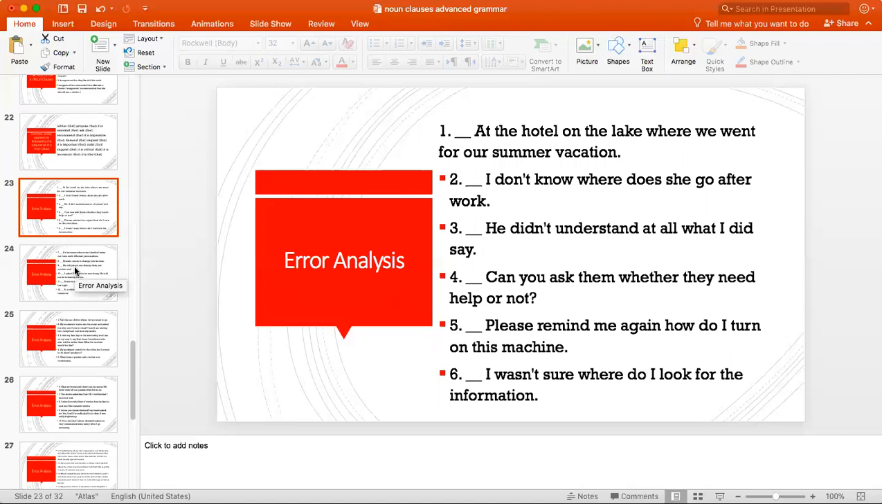These sentences all contain errors. All you need to do is find the error and fix it in each sentence. I think each sentence has one error. I'll go through them, do some of the exercises, and then I'll stop and leave the rest of the sentences for you to fix. So again, all sentences have errors, and each sentence has one error, only one. At the hotel on the lake where we went for our summer vacation.